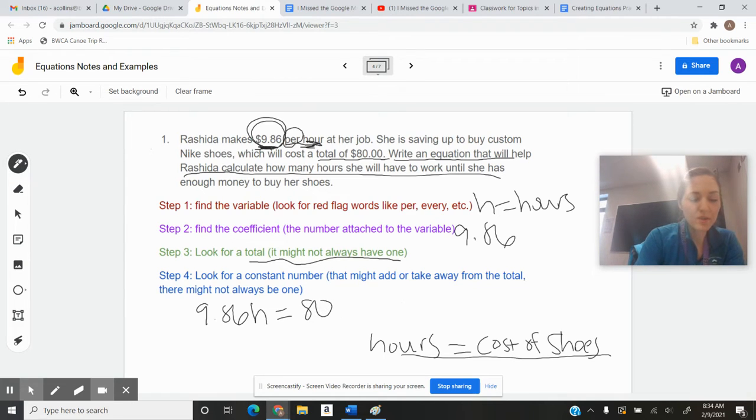All right, last thing you need to do, look for a constant number that might add or take away from the total, and there might not always be one. So look through the rest of your problem, see if there is any other numbers or piece of information you need to add to your equation. We don't have anything in this case, so here's our answer for number 1. $9.86 times hours equals 80.